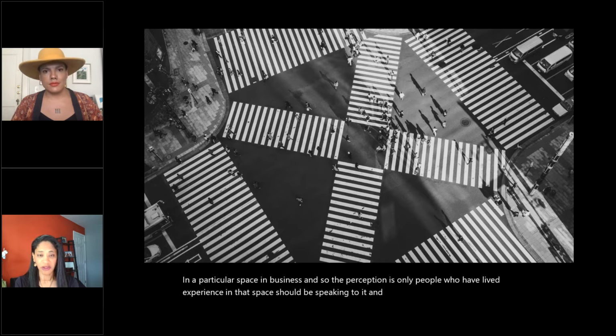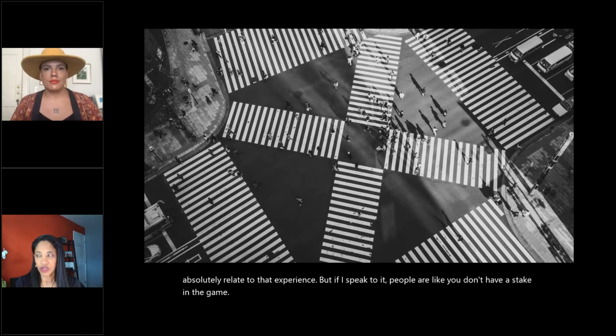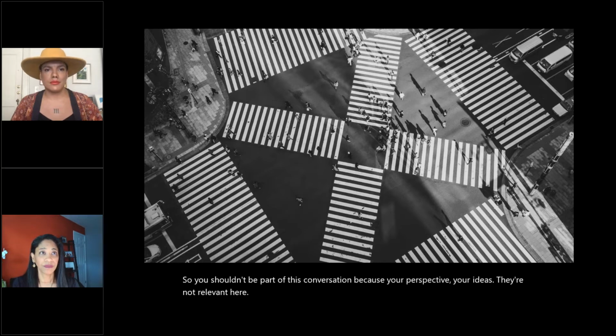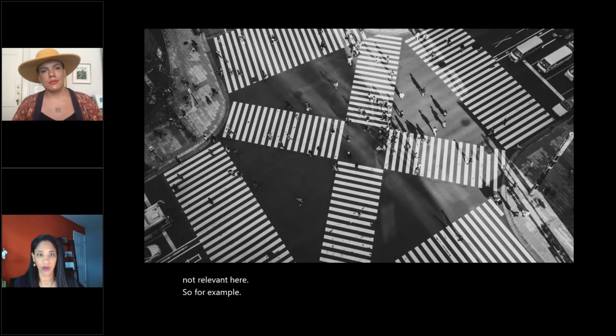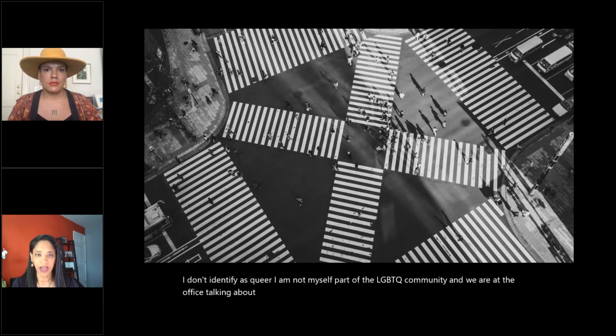And so part of my identity can absolutely relate to that experience. But if I speak to it, people are like, well, you don't have a stake in the game. So you shouldn't be part of this conversation, because your perspective, your ideas, they're not relevant here. So for example, I don't identify as queer. I am not myself part of the LGBTQ community. And we are at the office talking about policies that affect our LGBTQ employees.